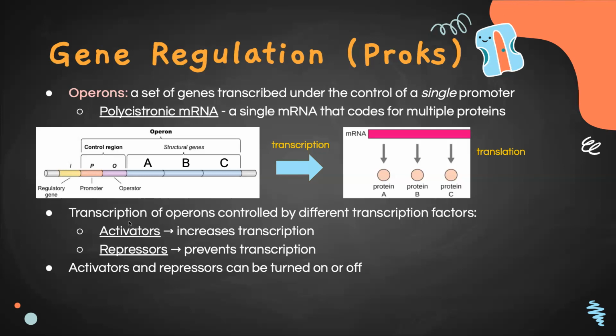Yeah, so then transcription of operons is controlled by different transcription factors. You can have activators, which increase transcription, and then you can have repressors, which will prevent transcription. The trp operon that we've been learning this week is an example of a repressor, which we'll go into more detail. But activators and repressors can be turned on or off. Depending on whether they're activators or repressors, they can be a negative feedback loop or a positive feedback loop.